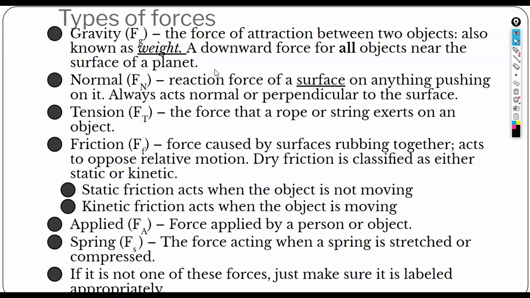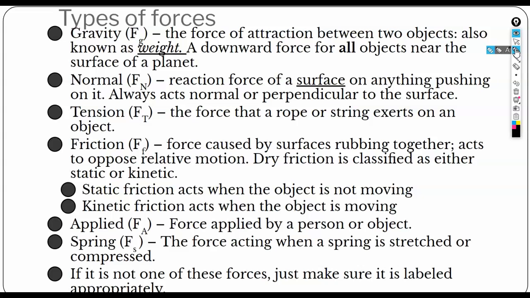Okay, so just a couple things I want to point out. Notice that you always have a normal force when you have a surface. Okay, and so that is the reaction force from a surface on anything pushing on it. The normal force, the word normal in mathematics means perpendicular, and so the normal force always acts perpendicular to the surface, meaning at a 90-degree angle to the surface. Tension is a force you have when you have a rope or a string.